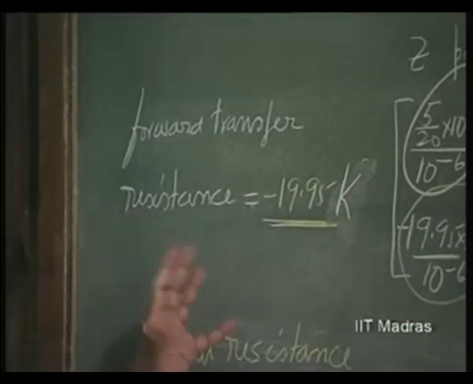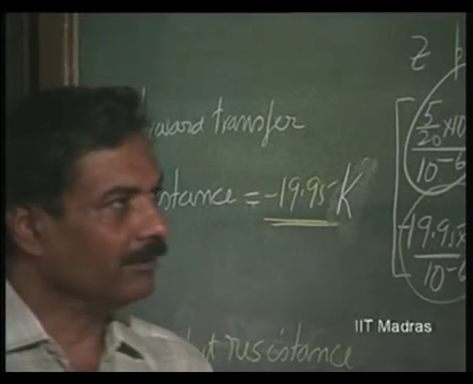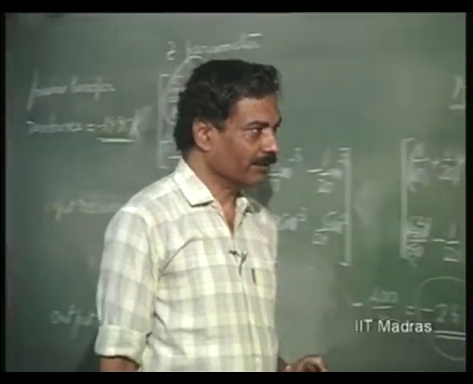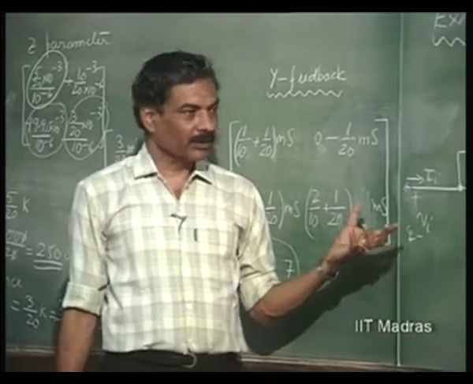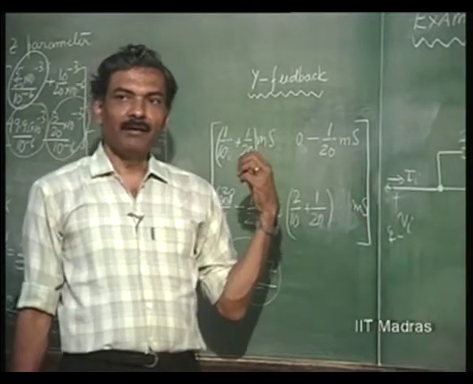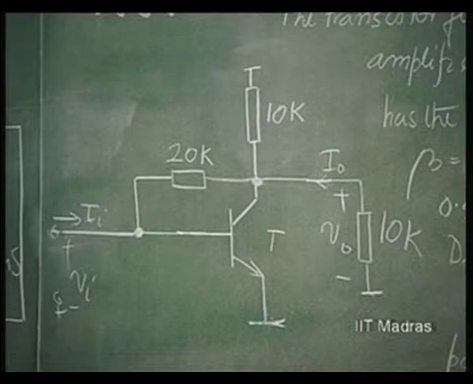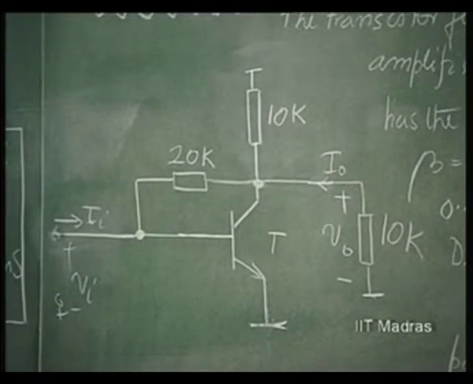So, by using a single transistor, we have seen how this negative feedback network modifies its functions, so that we can realize a fairly good current controlled voltage source.